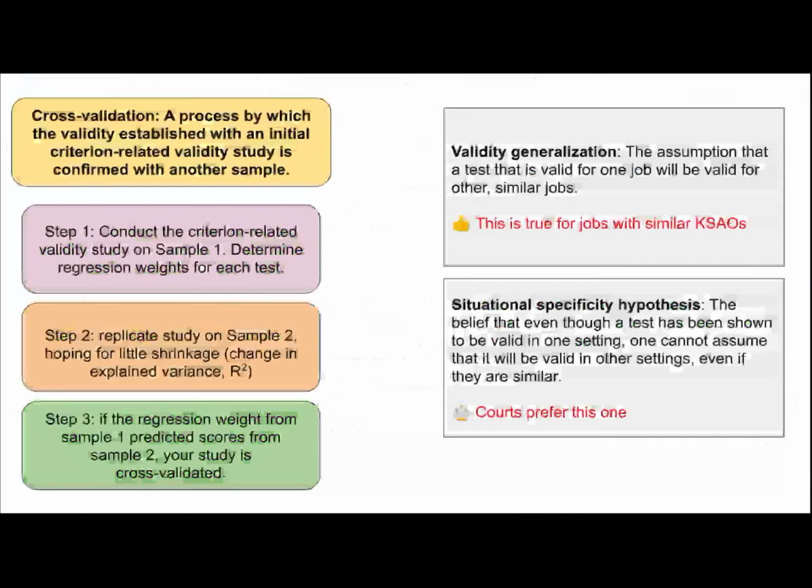Shrinkage is the change in explained variance. We're hoping that we can explain the variance in the people's job performance by their variance in their predictor scores. But of course, some variance is explained by individual differences. If this can stay the same between the two groups, then we get to step 3, where the regression weights from the first sample are able to predict the scores from the second sample. Then your study is cross-validated. This part's a little bit confusing, and if you're interested in more details on the math, I definitely suggest you read this part in the textbook, although you should be reading all the parts of the textbook.